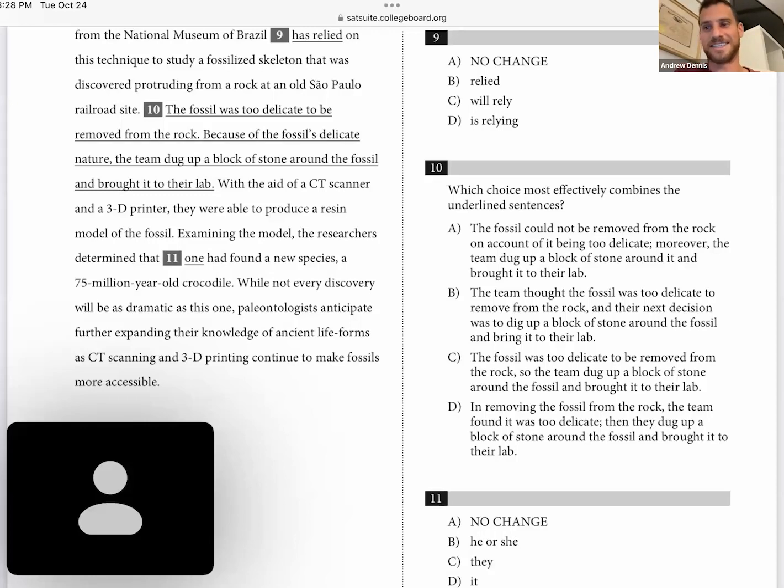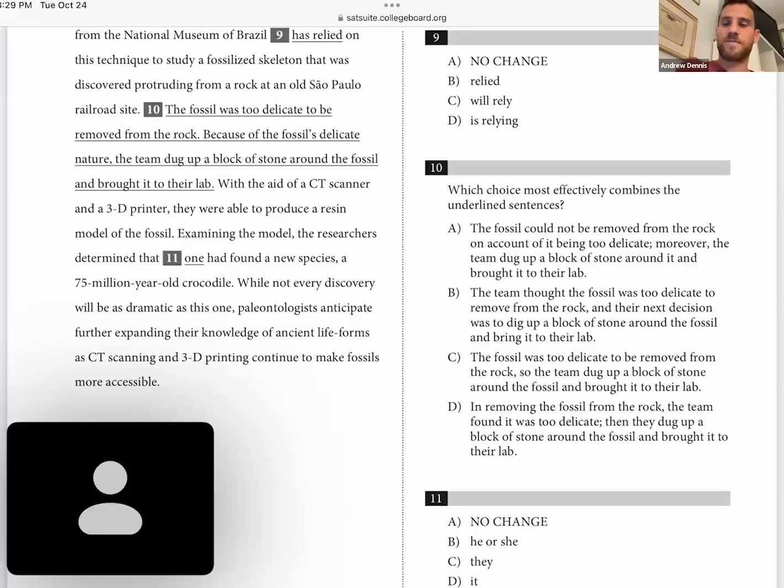Again, chunky. Option C: The fossil was too delicate to be removed from the rock, so the team dug up a block of stone around the fossil and brought it to their lab. That sounds pretty clean, pretty concise. And then Option D: In removing the fossil from the rock, I already hate it. The team found that it was too delicate. Then they dug up a block of stone around the fossil and brought it to their lab.